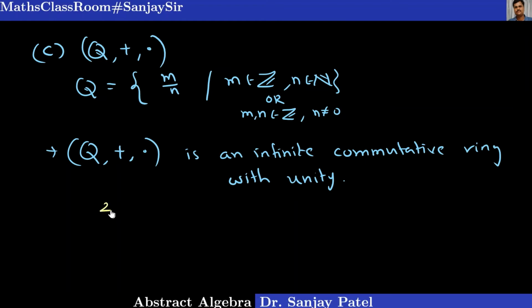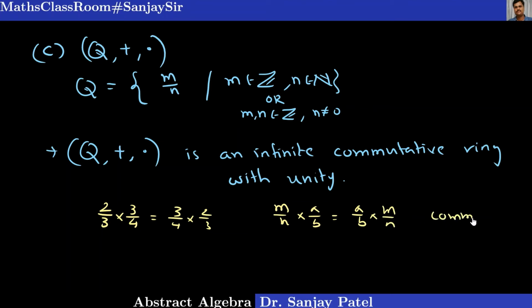We know that when you say 2 by 3 into 3 by 4, it is same as 3 by 4 into 2 by 3. So for any two rational numbers, say m upon n into a upon b is same as a upon b into m upon n. So it is a commutative ring. So this way you can check all the properties of ring for the set of rational numbers.